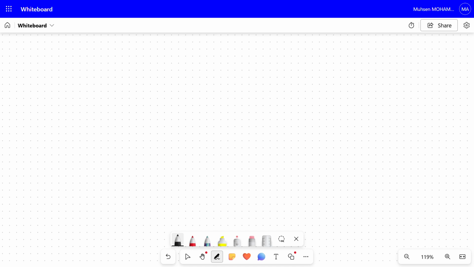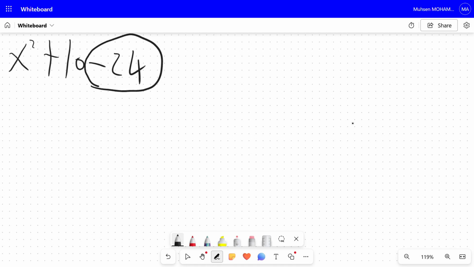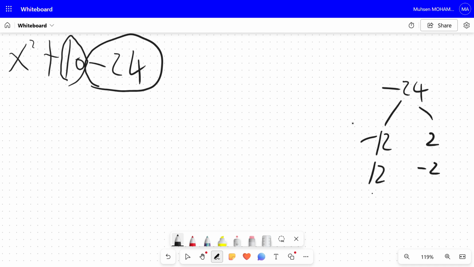So another example would be if I had the expression x to the power of 2 plus 10x minus 24. I need two numbers that multiply to get minus 24, but add to get 10. To do this, I have to see the factors of minus 24, which would be minus 12 and 2, or 12 and minus 2, or minus 8 and 3, or 8 and minus 3, or 6 and 4, and so on.